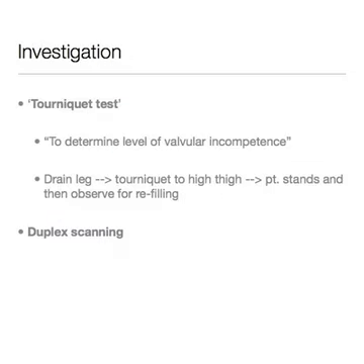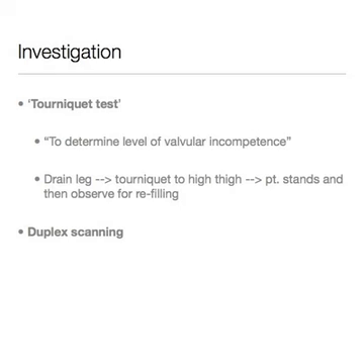Specific tests and investigations for venous disease include performing a tourniquet test. The tourniquet test is used in order to determine the level of valvular incompetence within a leg, which results in the formation of superficial varicose veins. The patient's leg is lifted up in order to drain the veins of the leg, and a tourniquet is applied and tightened around the upper thigh.